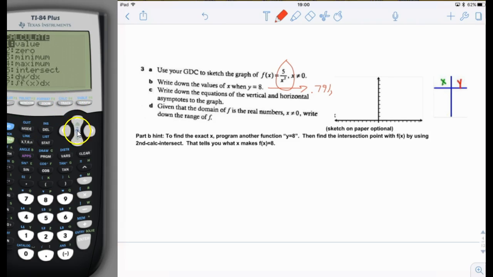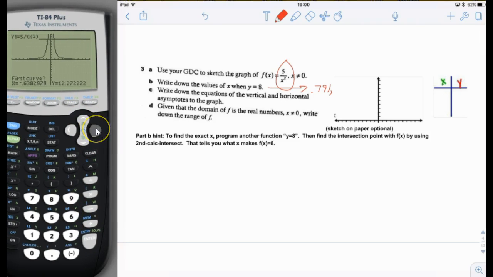And then on the other side, we'll do the same thing again. Second calc, intersect, except now we're going to move the cursor a little bit. First curve, yes. Second curve, yes. And then the guess this time is going to be a little bit to the right. And then the intersection is positive 0.791. So the first one was negative 0.791. The second one is positive 0.791. Okay. And let's sketch the graph. It looks kind of like this.